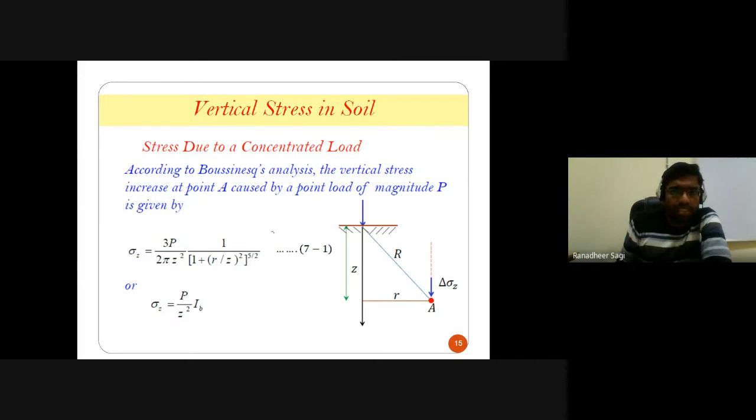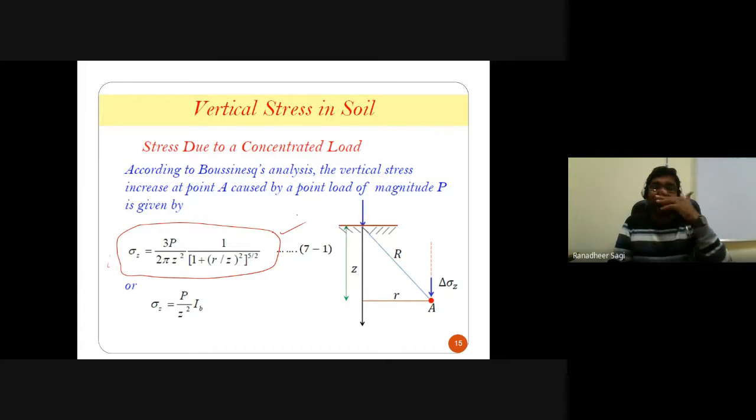So I suggest all of you remember this particular standard expression given by Boussinesq. Okay, so what is this expression referring to? This expression refers to how to calculate the stress which is developed in the soil at point A in the vertical direction. How much is that increment in stress at point A due to the load which was applied somewhere on the ground surface? Now where is this point A?